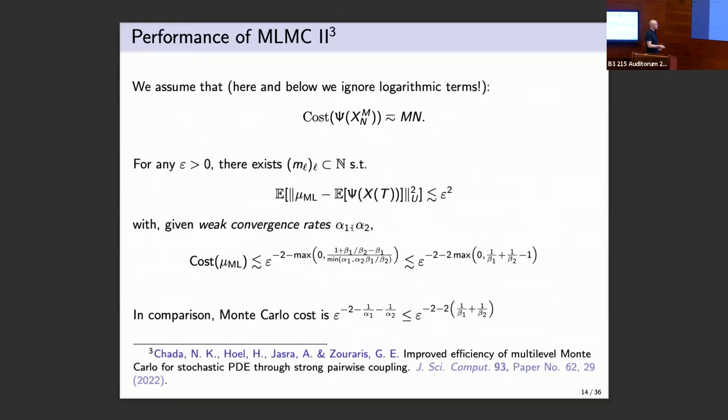Right. So what I have here is an upper bound for the cost, but in many practical applications, this is what you use anyway, because it's very hard to estimate the weak convergence rate for many stochastic PDEs.